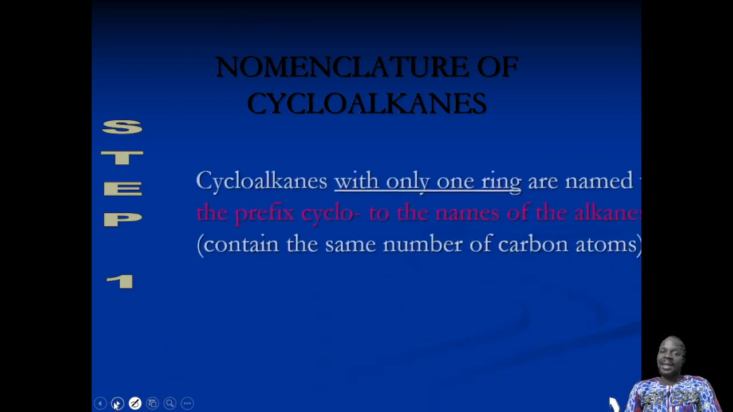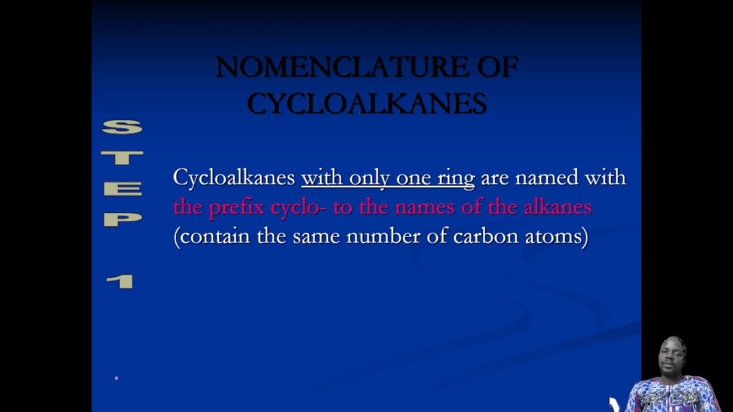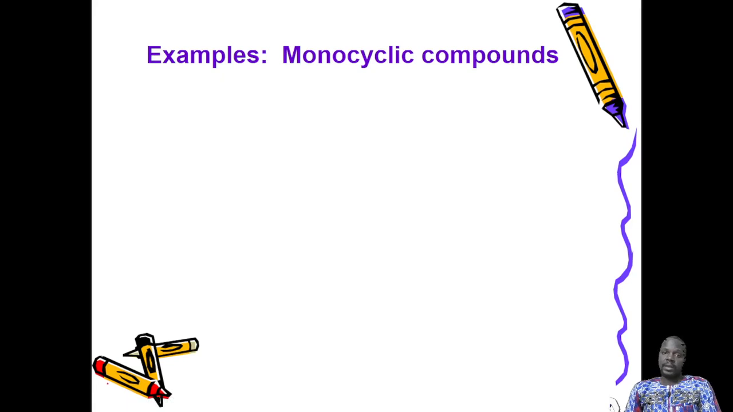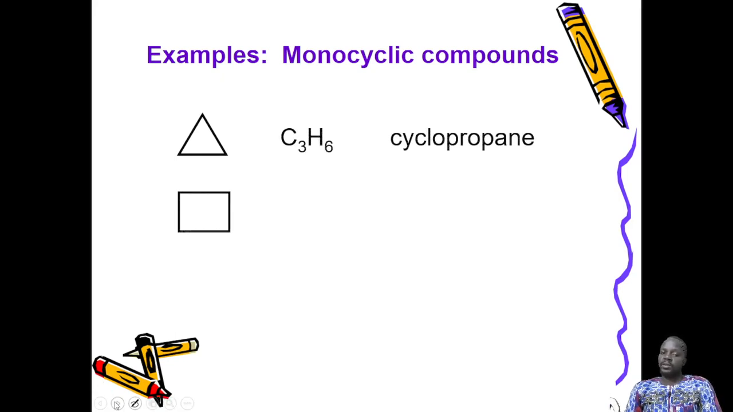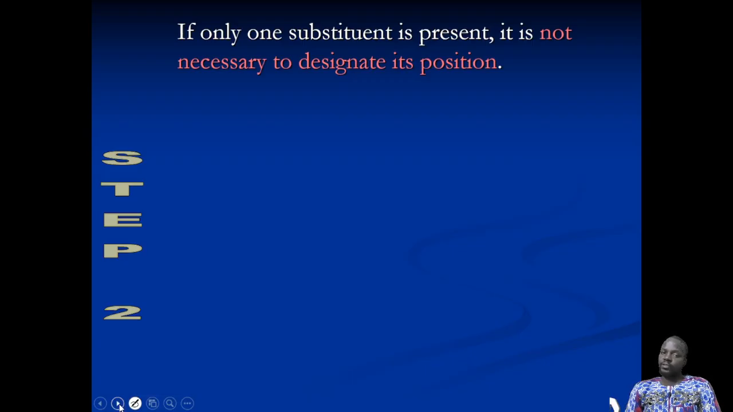So the next point is just to understand how we name them. We talk about the nomenclature of cycloalkanes, and please be very careful that a cycloalkane is named with the prefix cyclo added to the name of the alkane. Very simple to name. Look at the monocyclic. For example, three carbons here, we just put cyclo in front of the name: cyclopropane. The next one, just put cyclobutane. You can say 5 carbons, cyclopentane, and so on and so forth.